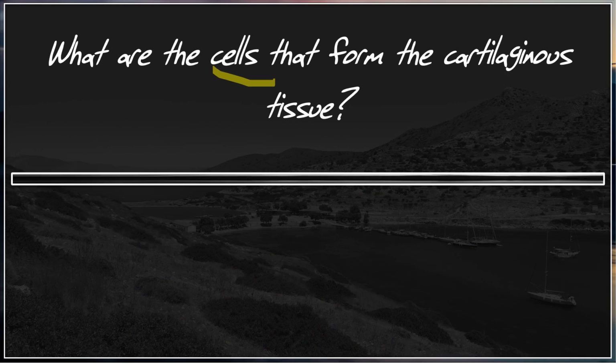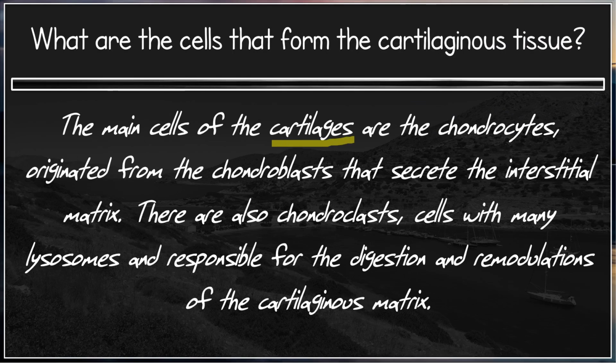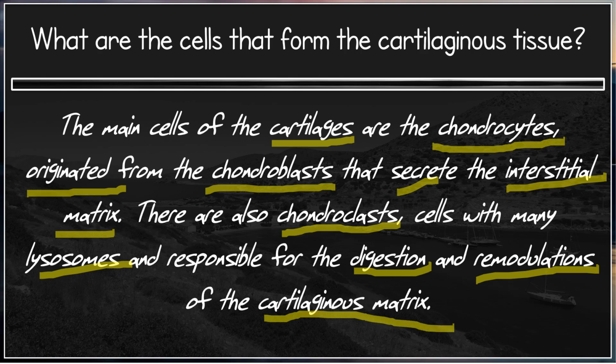What are the cells that form the cartilaginous tissue? The main cells of the cartilages are the chondrocytes, originated from the chondroblasts that secrete the interstitial matrix. There are also chondroclast cells with many lysosomes, responsible for the digestion and remodulation of the cartilaginous matrix.